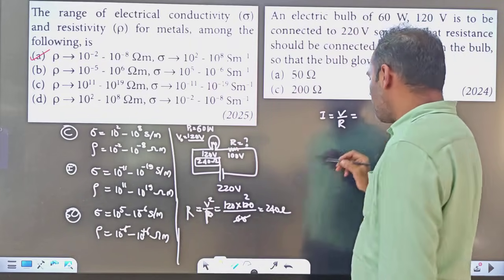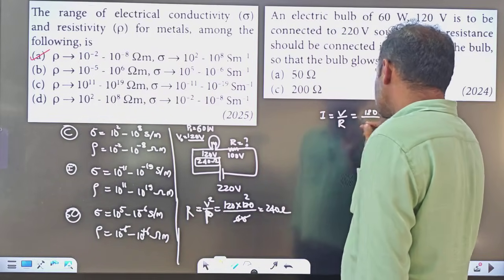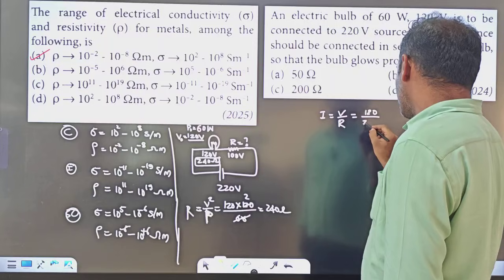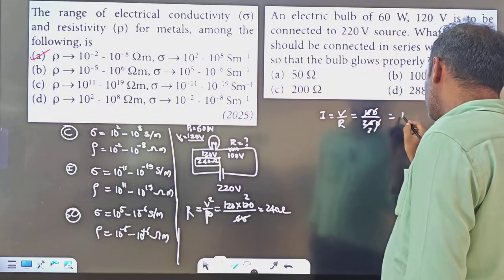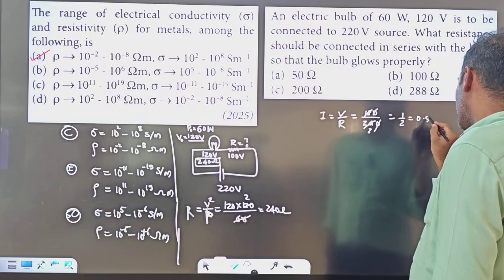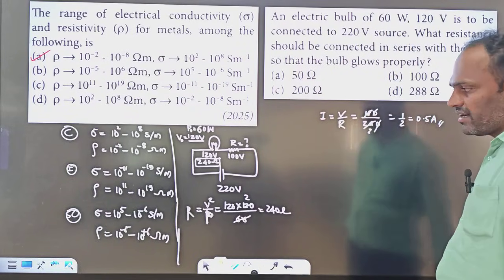How much is V? The voltage of the bulb is 120. How much is resistance? The resistance is 240. So 120 divided by 240 gives 1/2. 1/2 means it is 0.5 ampere. This much is the current.